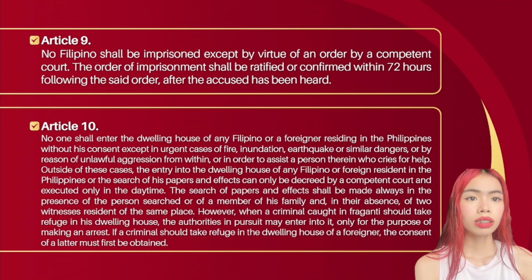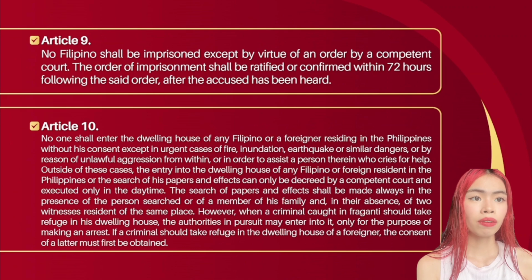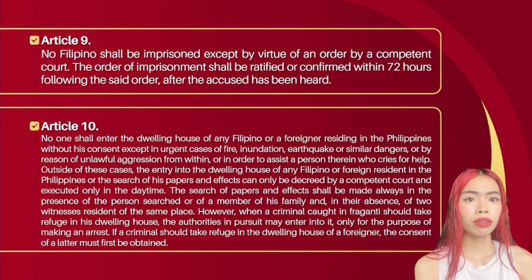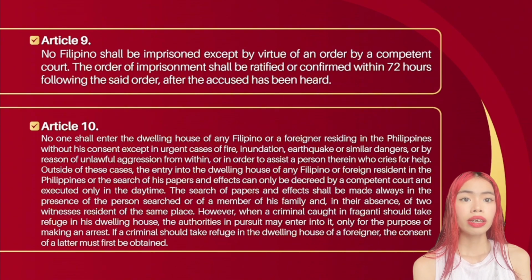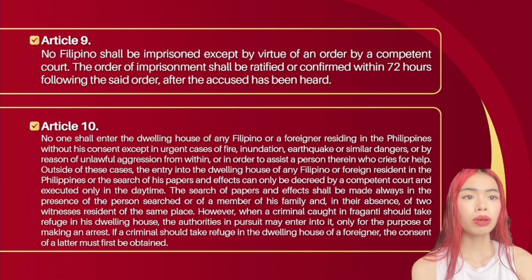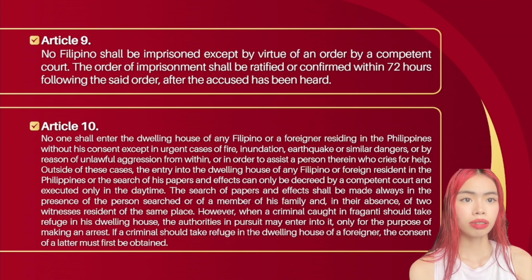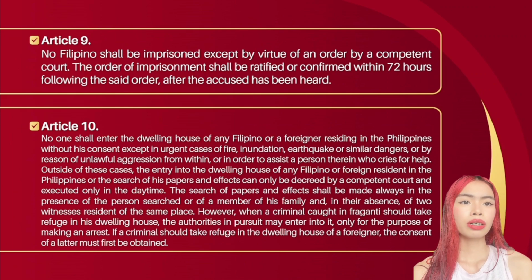Article 9. This article guarantees the right to a fair trial, stating that every accused person has the right to be informed of the charges against them and to defend themselves. It emphasizes the importance of legal representation and the right to a public trial, ensuring transparency in the judicial process. Article 10 provides for the presumption of innocence until proven guilty.